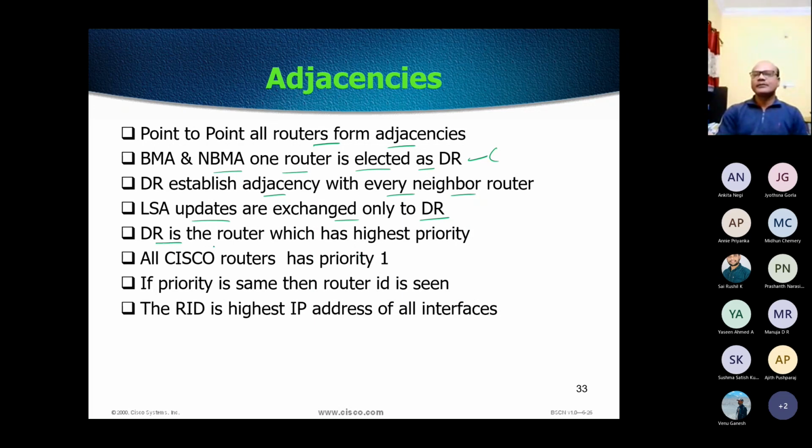So the DR is the router which has the highest priority. All Cisco routers have a priority of 1. If the priority is the same, then the router ID decides. The router ID is the highest address among all the interfaces. It will check all the interfaces, and whichever has the highest ID, that router will become your DR, that is your designated router.